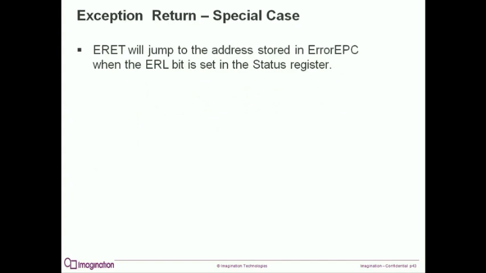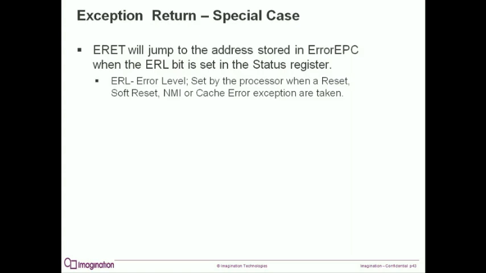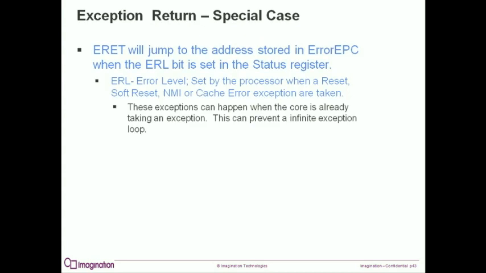There is a special case where the error return instruction will use the error program counter instead of the exception program counter. The error level bit is set in the status register during a reset, soft reset, non-maskable interrupt, or a cache error exception. Exceptions can happen while processing these exceptions, which are usually not recoverable, so using the error program counter is a way of not going into an infinite exception processing loop.